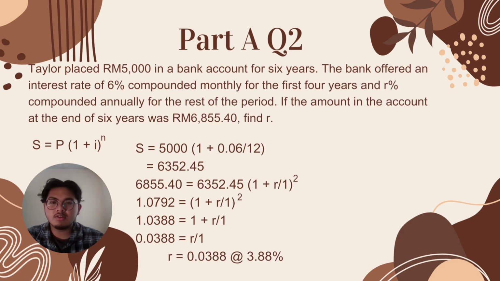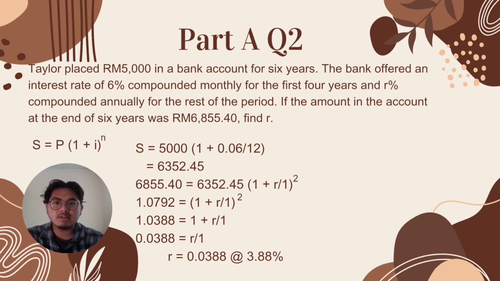or 11.84%. So the next question is: Taylor placed RM5,000 in a bank account for 6 years. The bank offered an interest rate of 6% compounded monthly for the first 4 years and r% compounded annually for the rest of the period. If the amount in the account at the end of 6 years was RM6,855.44, find r. In this question, we need to use the formula S equals P(1 plus i) to the power of n.